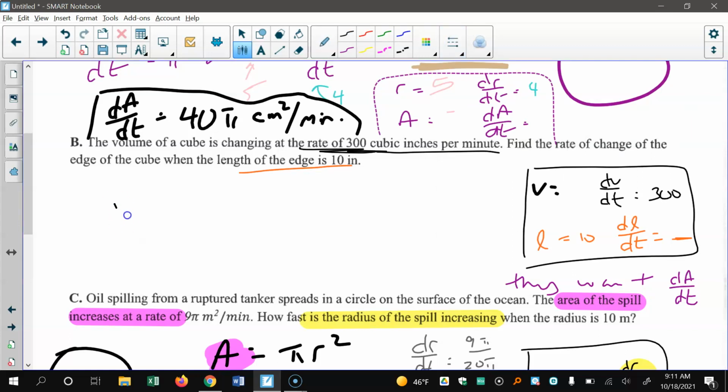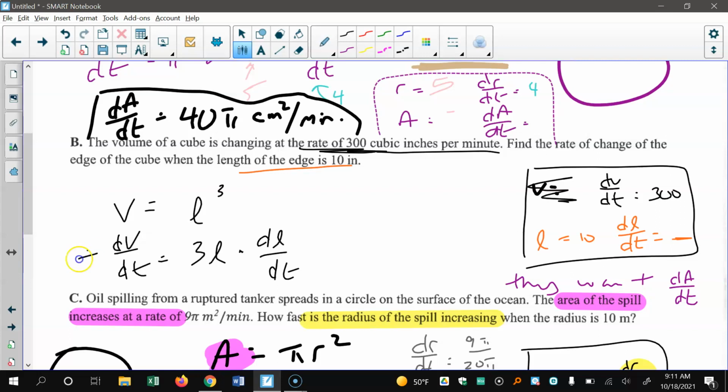A cube's formula for the volume is just going to be the side length cubed. So when I take the derivative with respect to time of the left, I get dV/dt. When I take the derivative of the right side, I get 3L² times, since I just took the derivative of the length of the edge with respect to time, dL/dt. Notice that in this equation I actually don't need V, so I'm going to cross that off, because there is no V in this equation. There's a dV/dt, but dV/dt is very different from V. One is a rate and one is the actual value of the volume.